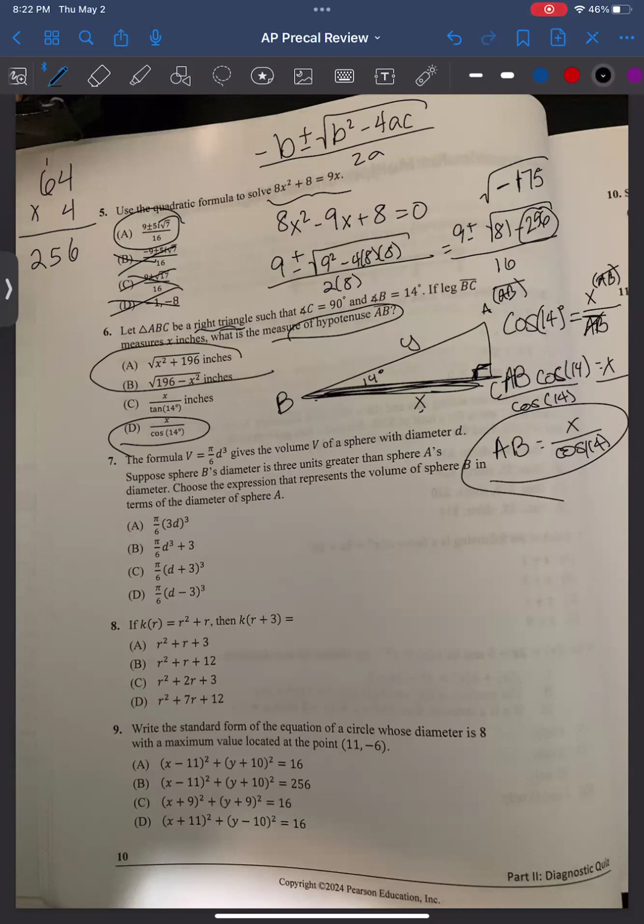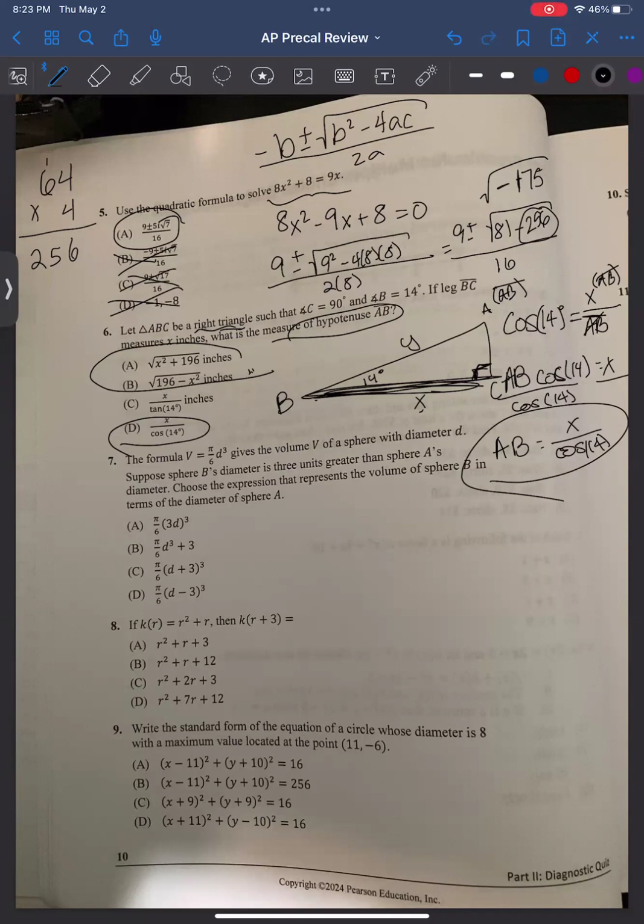With this madness in A and B, I don't even know where they're getting 196 from. I don't know why that's there. Oh, I see what they're doing. It's kind of like the Pythagorean theorem. But I don't know where they get the 196 from, unless, let me see.